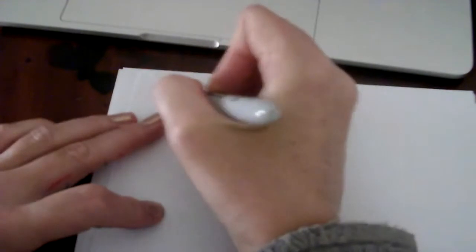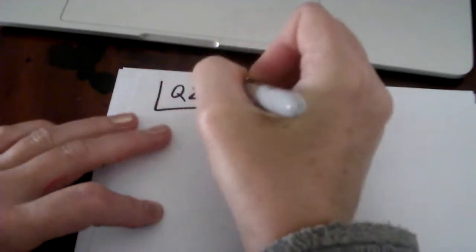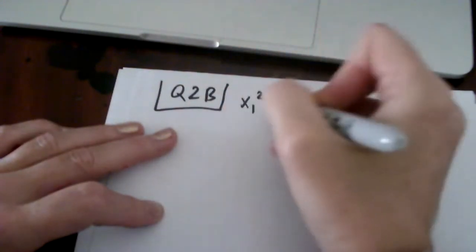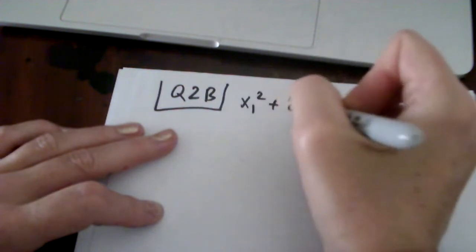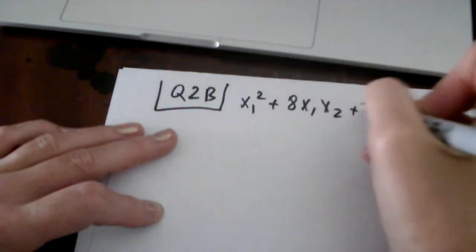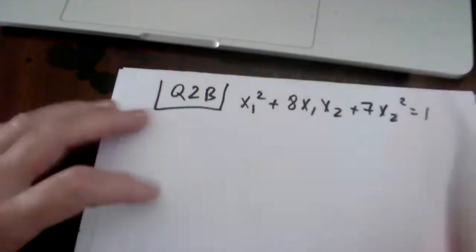Okay, now it's time to apply this algorithm to our concrete task. I don't know which one to choose. I don't know if I prepared anything or not. So I think we can have question 2b. I chose question 2b. So in question 2b, we are given this general equation: x1 squared plus 7 x2 squared is equal to 1.